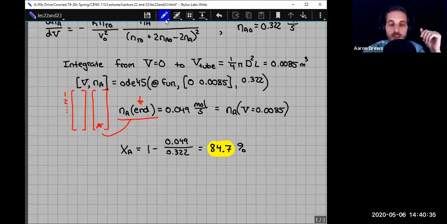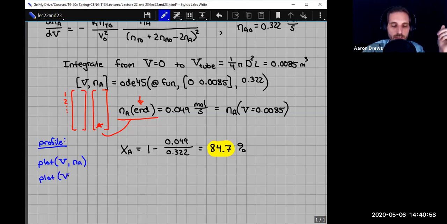If you needed a profile, these are not profiles, right? These are just numbers. But if this was coming out of MATLAB and you needed a profile, you could do something like plot of V, NA. That would give you a plot of the molar flow rate of A exiting your reactor. If you wanted a profile of conversion, that would be plot V and then 1 minus NA divided by 0.322. And this would be a conversion profile, right? And the last element of the conversion profile would be 84.7% or 0.847. But we didn't ask for a profile anywhere in our problem statement, so we're not going to be plotting any of those.